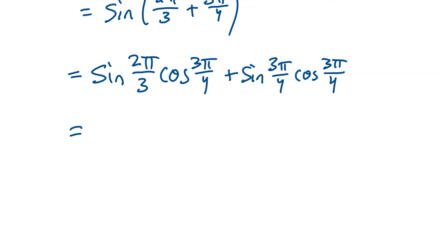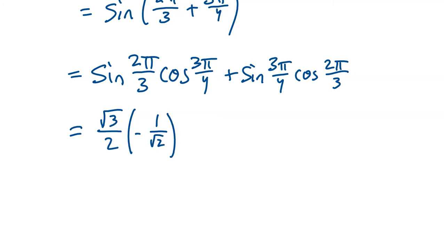So this 2 pi by 3 is in quadrant 2. 3 pi by 4 is also in quadrant 2, so they both happen to be in quadrant 2. Sine is positive in quadrant 2, so this is root 3 over 2. Cos is negative 1 over root 2. 3 pi by 4, again positive because it's sine. Cos is negative.